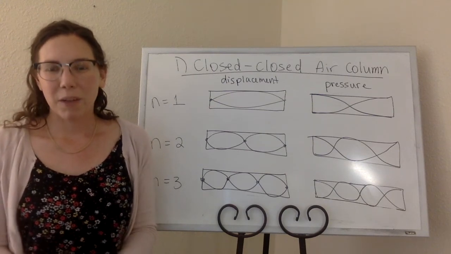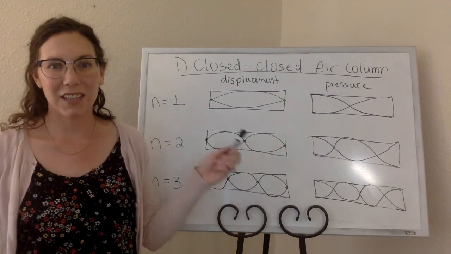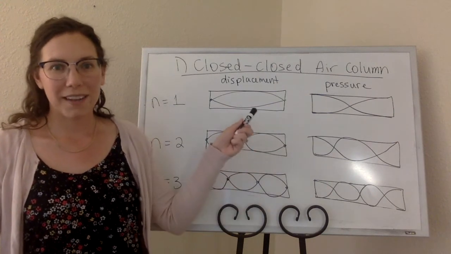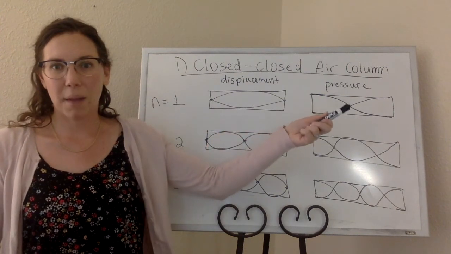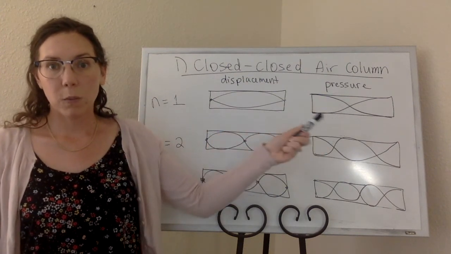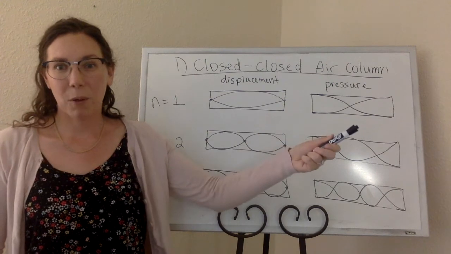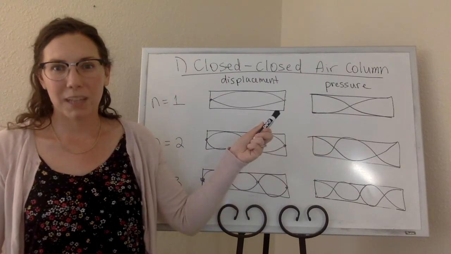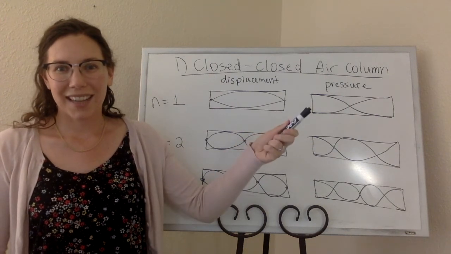And so if we want to draw the pressure functions, we can just look at the displacement function and invert that in a sense. So where there's a displacement antinode, we need to draw a pressure node. So for n equals 1, we need pressure antinodes at both closed ends, and then we need a node in the middle where we have a displacement antinode. So it looks like this.